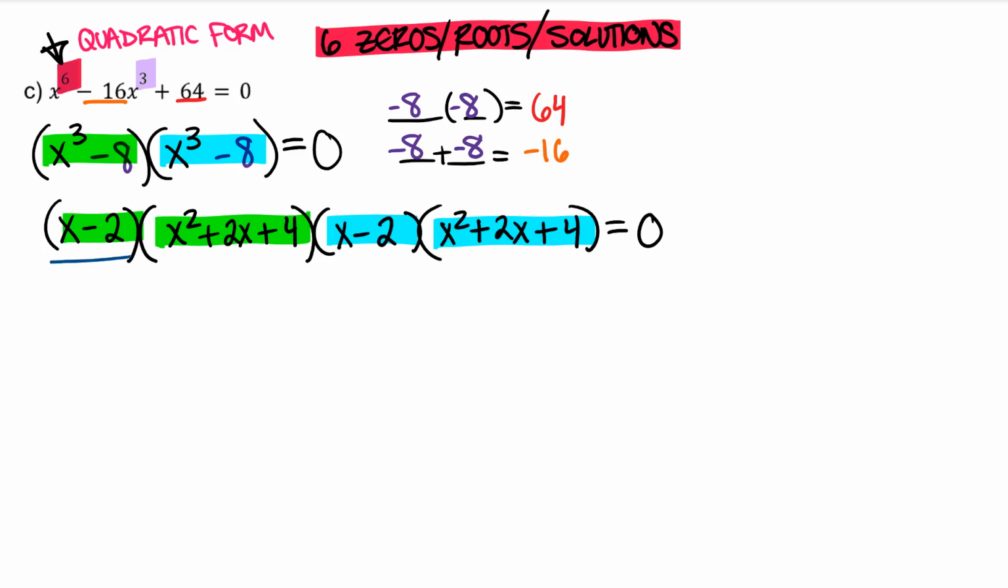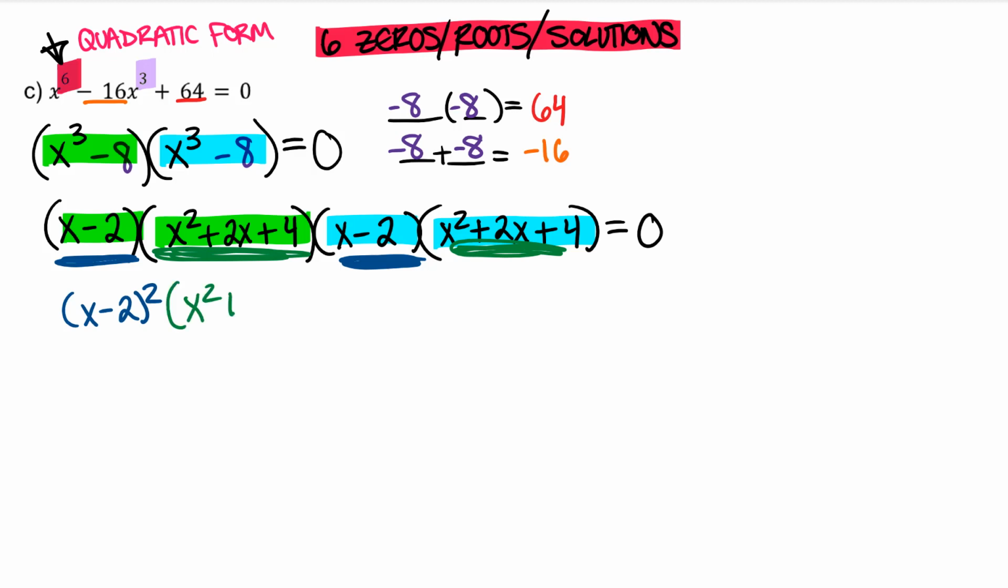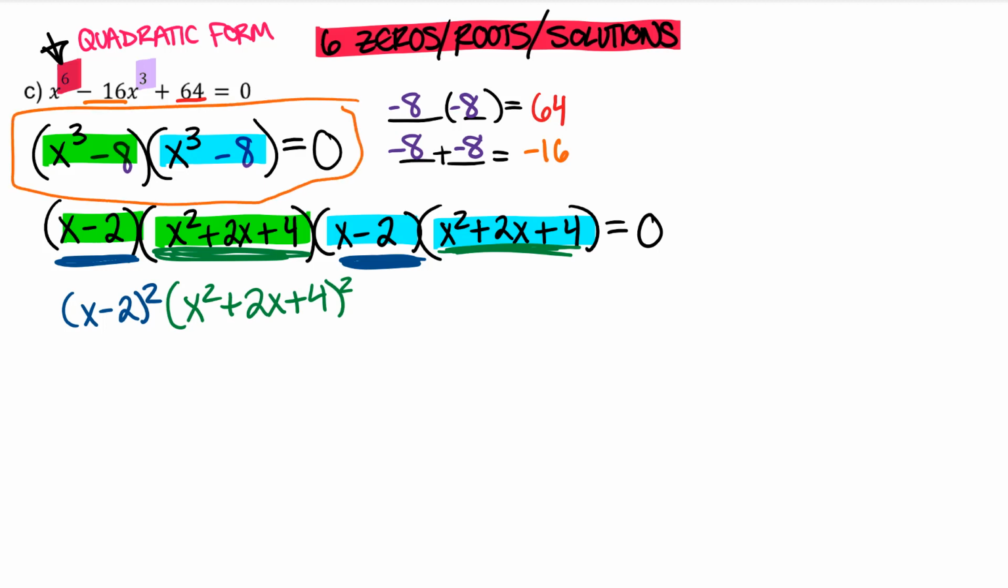Wait a minute, I have a repeat. I can write this as x minus 2 quantity squared. And another repeat. I can write this as x squared plus 2x plus 4 quantity squared. You may have noticed that we had a repeated quantity in our second step, but I didn't want us to get confused while factoring, so I waited until now to write those as quantities squared.